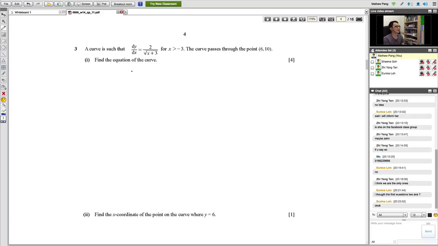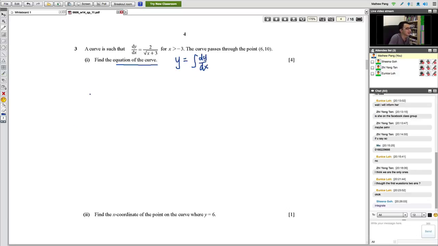A curve has dy/dx equal to this expression. The curve passes through this point. Find the equation of the curve. How to find the equation of the curve? In MF you only have one method to find the equation of the curve, which is to integrate dy/dx. In order to find the equation of the curve, you only have one way: y equals the integral of dy/dx. So I must understand this one.